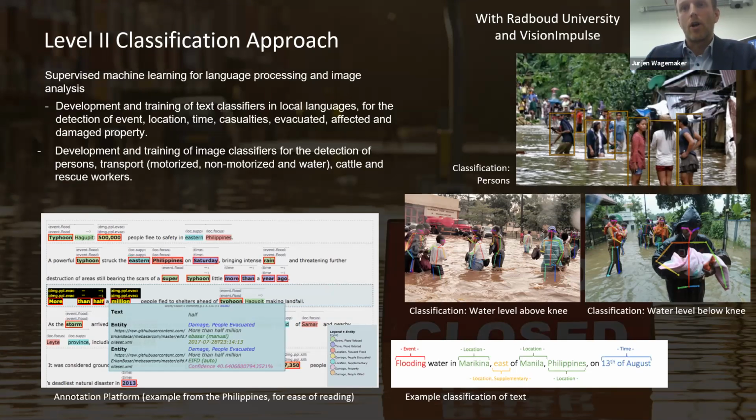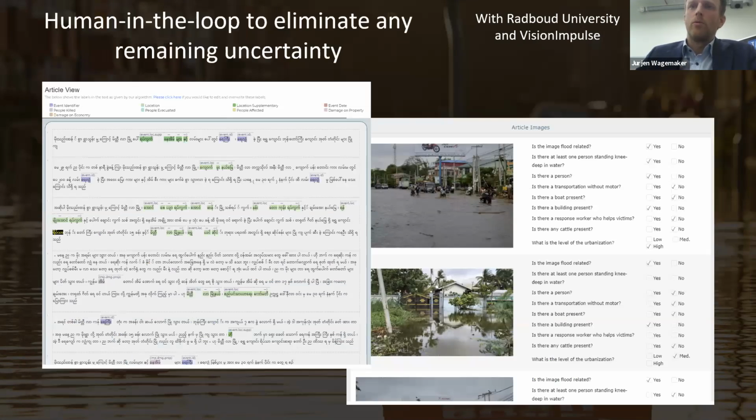When there's persons or cars in the water, we can detect what kind of water level is in the pictures, and so we can create a kind of high precision on events. And conclusively, we have a process of corrections and continued training via a human in the loop. So via human in the loop, you can go to the articles and just adjust and override the system with your new information. It goes for text as well as for images.